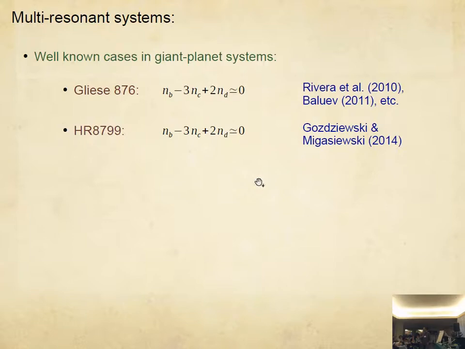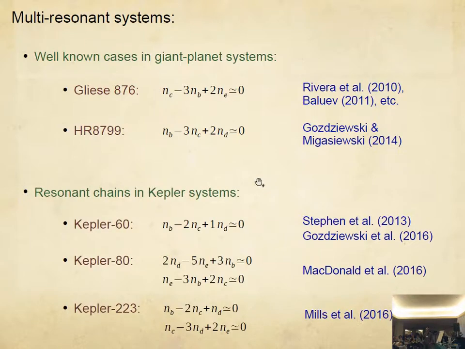So the well-known cases that we know of multi-planet resonances in the giant planets, well, at least Gliese 876, which has been widely studied over the past several years, HR 8799, which is not yet confirmed, apparently is also in a Laplace-type resonance, and particularly in the last few years, several systems have been found in Kepler. Kepler 60, 6 planets, 80, and 223, 4 planets each. Again, you have 2 3-planet resonances and a 4-planet resonance.